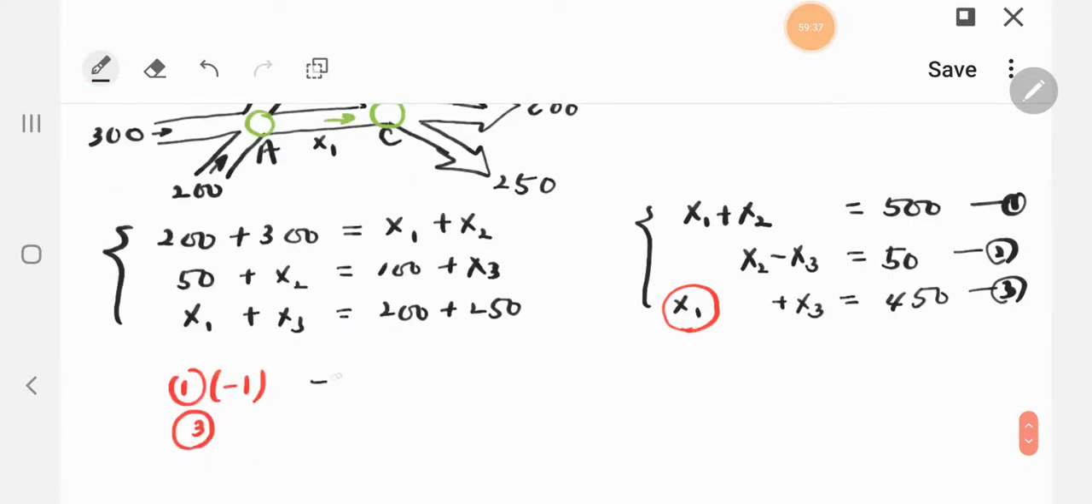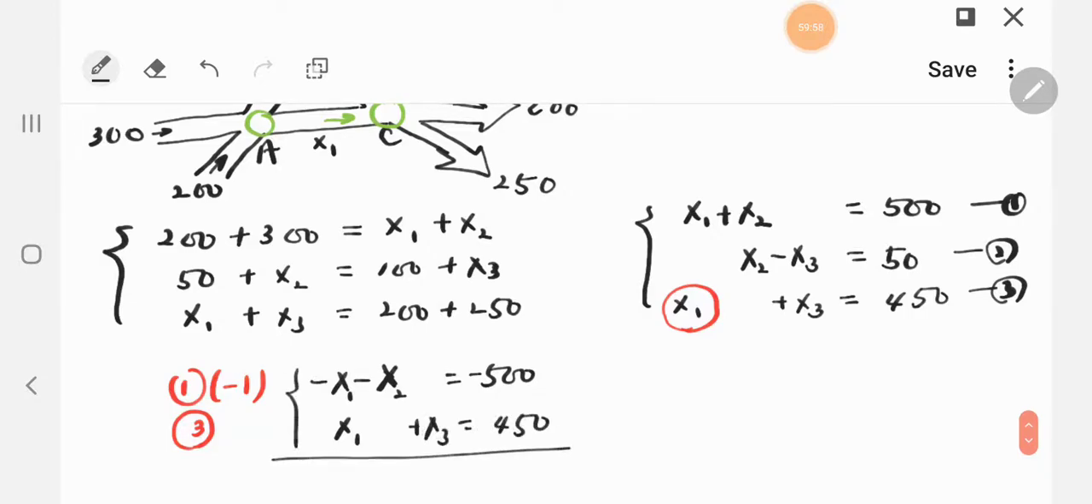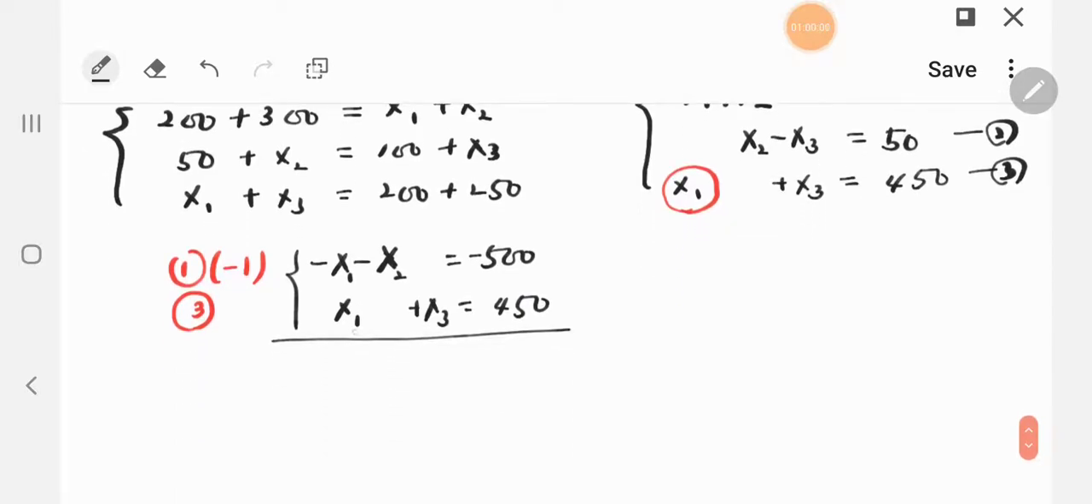So negative x1 minus x2 is equal to negative 500. Negative x1, sorry, positive x1. The third equation is unchanged, plus x3 is equal to 450. Add this result, then this will be negative x2 plus x3 is equal to negative 50.